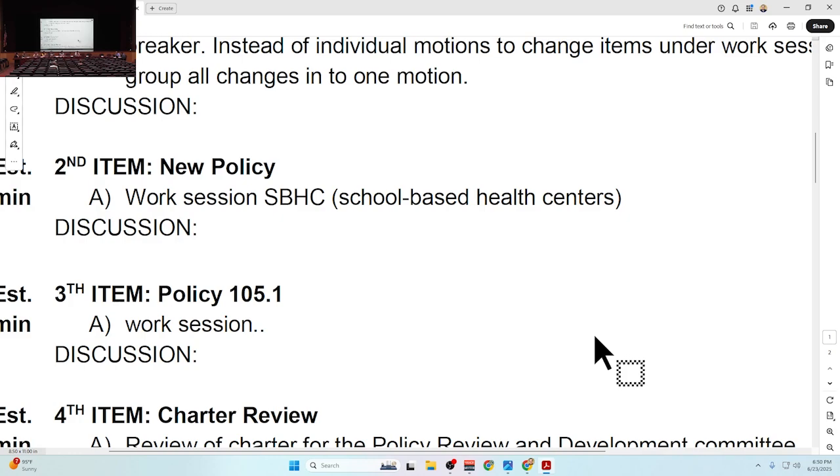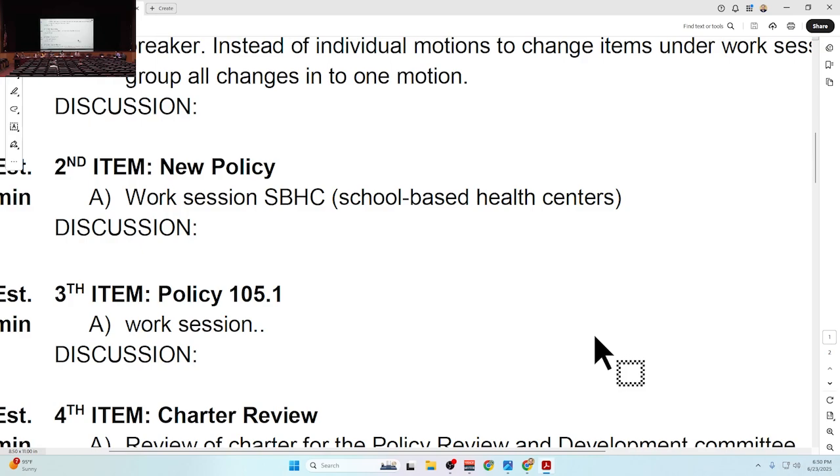Do we have any issues with that? I have no issues with how it reads. I would make a motion to add that as well. Okay. All right.